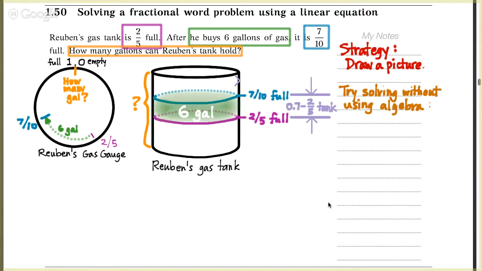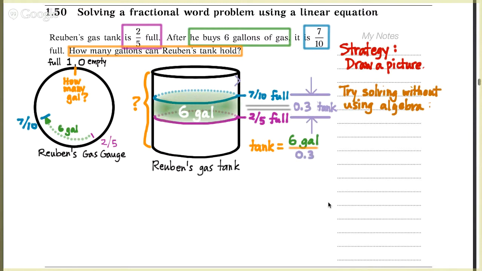So I'm going to turn 7/10 into 0.7 and 2/5, which is the same as 4/10, into 0.4. Because it really is simpler to subtract two terminating decimals in their decimal representation instead of doing them with fractions. 0.7 minus 0.4, line them up and subtract a decimal point, is going to give me 0.3. So now I'm able to say that the 6 gallons that Ruben just bought makes up 0.3 of his tank. The question then is, if 6 gallons is 0.3 of the tank, then how much is the tank?